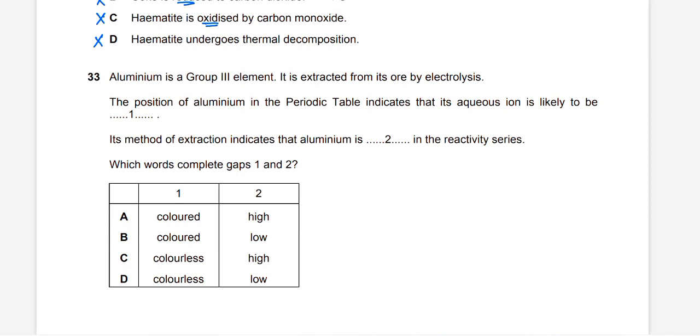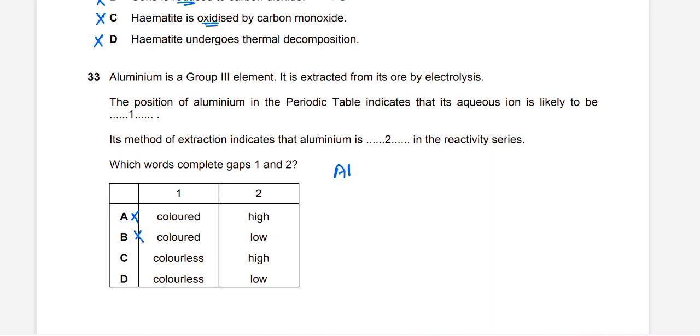Aluminium is a group 3 element. It is extracted from the ore by electrolysis. The position of aluminium in the periodic table indicates that its aqueous ion is likely to be colored or colorless. Colorless, because aluminium is not a transition element. Aluminium is not a transition element, so it can never be colored. It will be colorless.